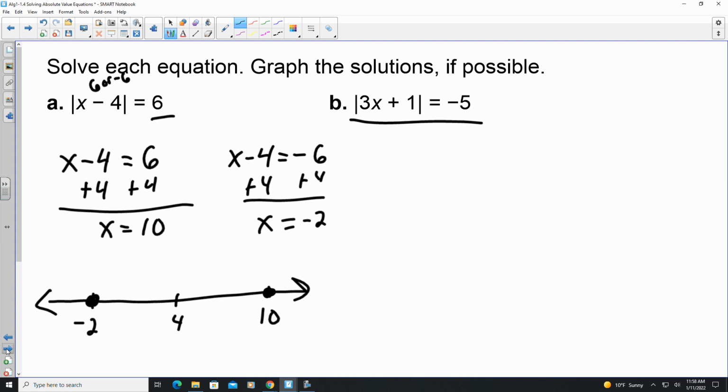The second one is the absolute value of 3x plus 1 is equal to -5. Because it's already isolated and the equation is equal to a negative number, I cannot solve it. So in this particular one, it is no solution.